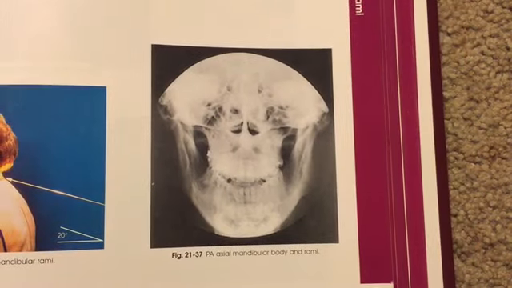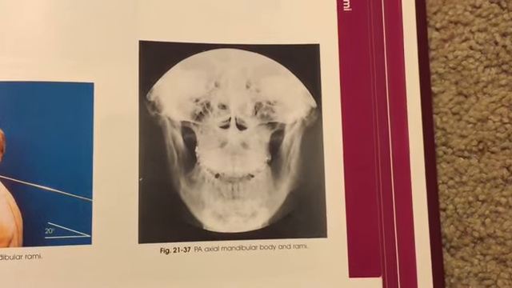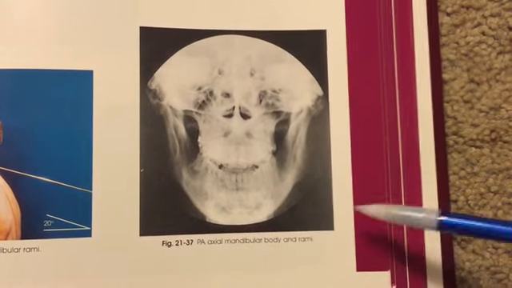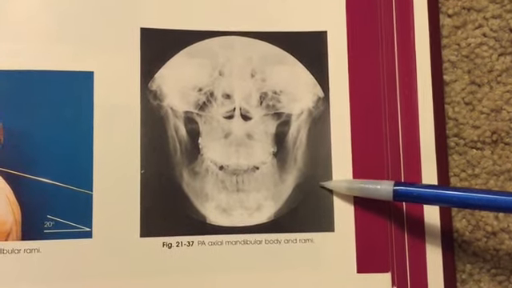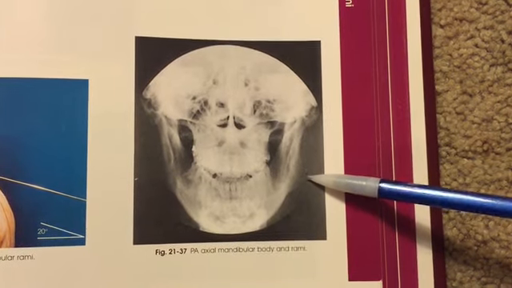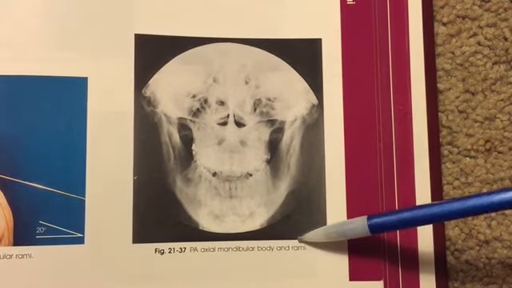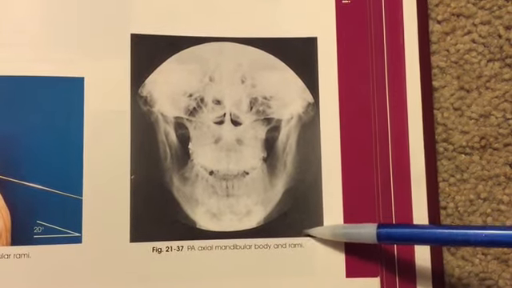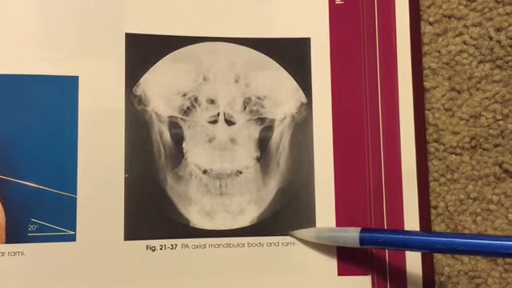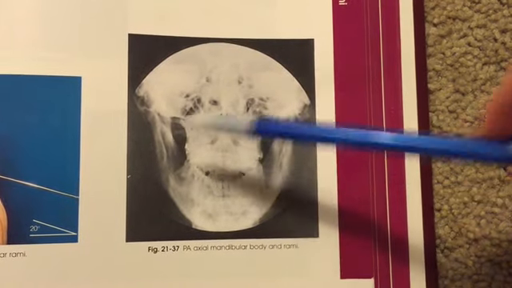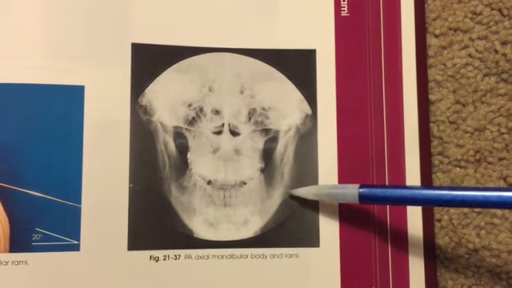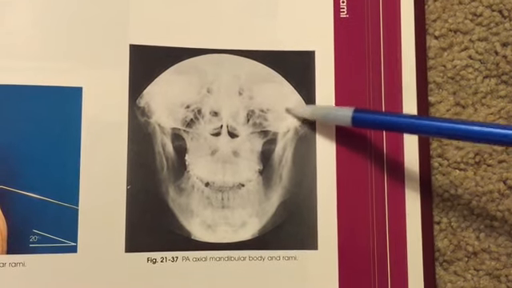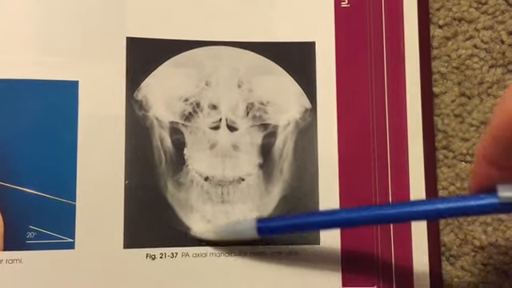Alright, moving on to the mandible. First one we have here is the PA axial. In this one you're looking at the body as well as the rami. Here you want to see, again, good evidence of proper collimation. You want to see the mandibular body and the rami symmetrical on both sides. You want to definitely be able to see the condylar processes as well as the entire mandible.